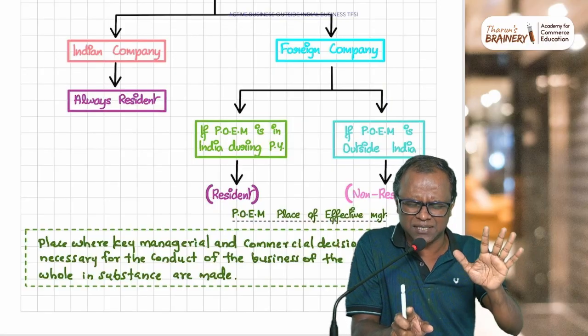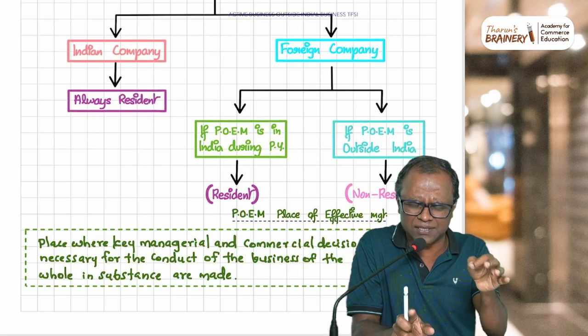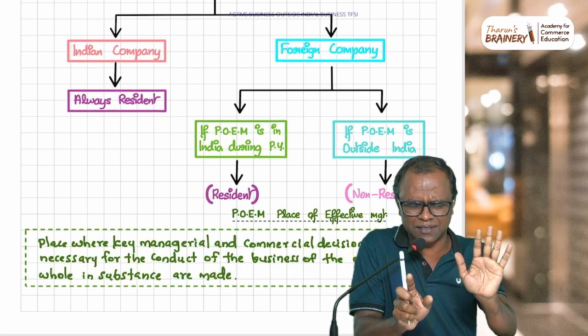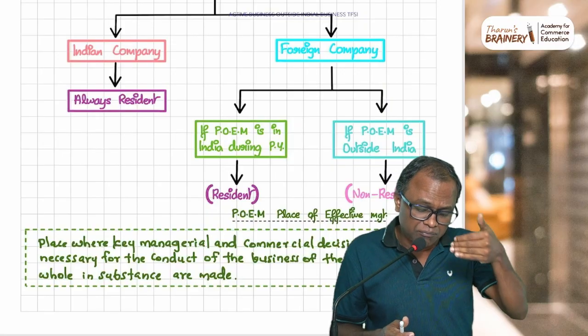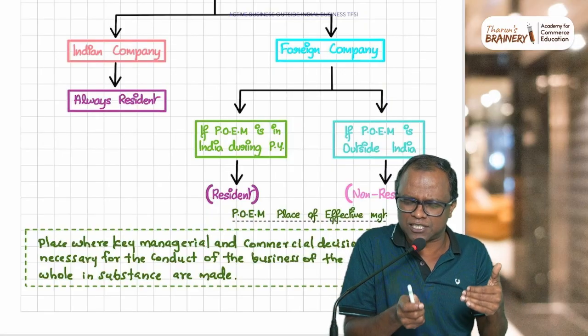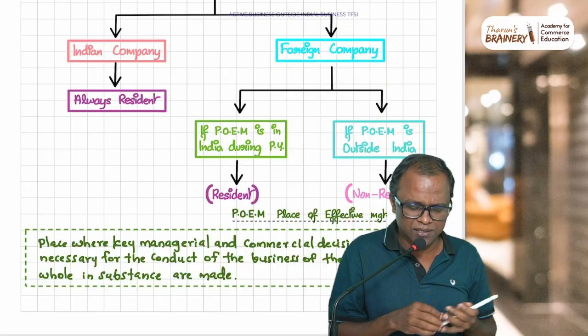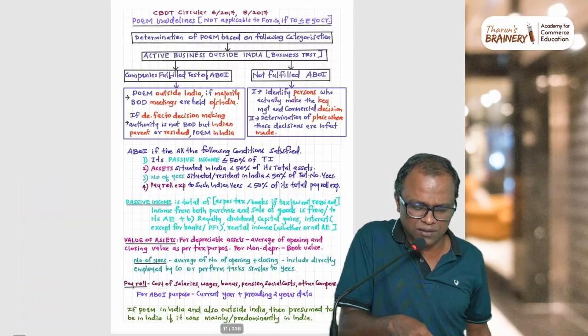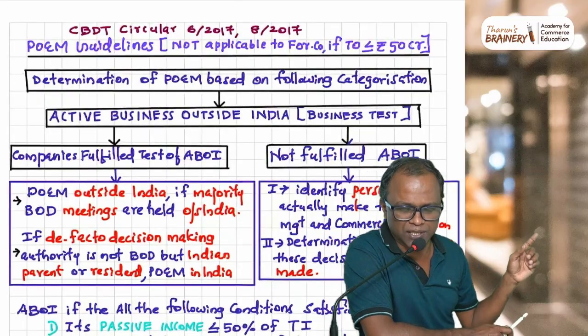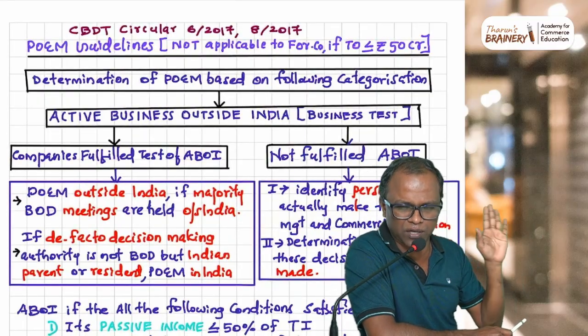In simple words, it is the place where the real decisions of the company are taken. Usually the board of directors takes decisions at the board meeting. With this sentence alone, practically we cannot apply the residential status test for foreign companies. So further they issued a circular. That circular details the rule for finding out the place of effective management, or the residential status, of a foreign company.